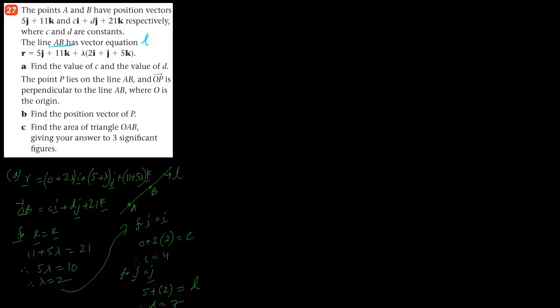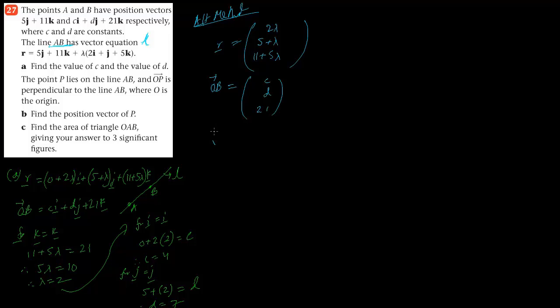Now the same question can be done in another way, in the column vector way. Let me show it in this way. So this is the alternate method. What we do is we write down the universal position vector, meaning line L, in the column vector format, and it turns out to be 2 lambda, 5 plus lambda, and 11 plus 5 lambda. And we also write the position vector of B as a column vector, and this turns out to be C, D, and 21.